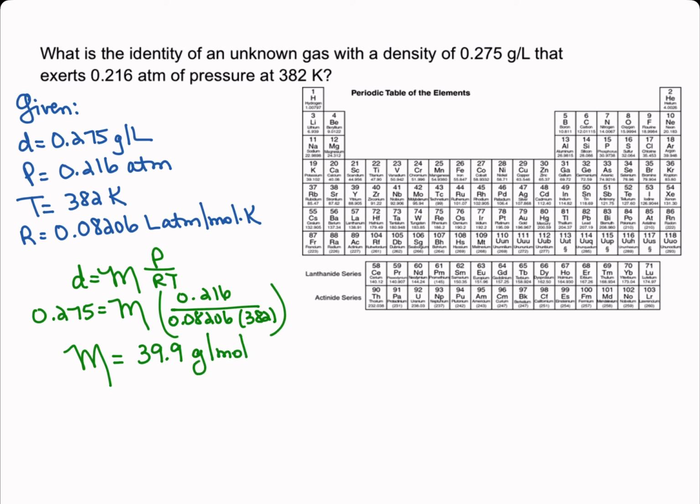But they're asking us for the identity of this gas. We solved for the molar mass, so we can take a look at the periodic table and see what number this relates to. If we take a look at argon on the periodic table, argon is 39.95 grams per mole, so that's pretty close to what we solved for. So the identity of this gas is argon.